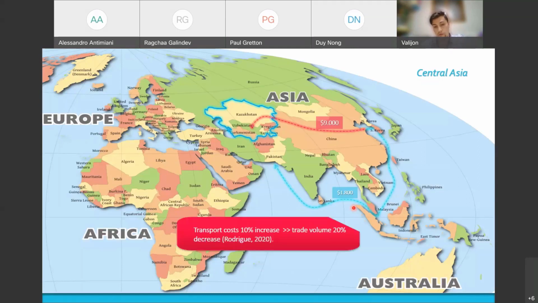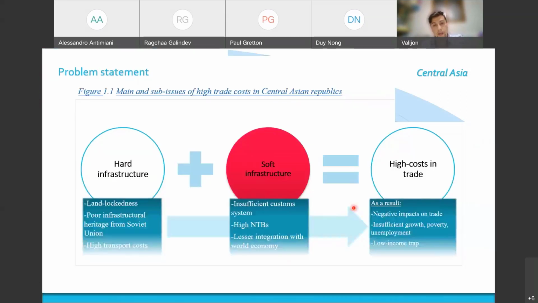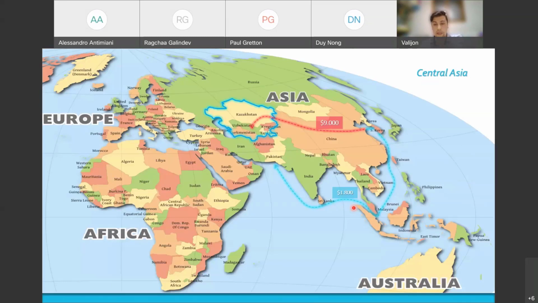And then according to Rodrigue 2020, if transport costs increase by 10%, then we can expect the trade volume to decrease by 20%, which is bad. And another one is that the soft infrastructure is not very good in Central Asia. And you can see the same example again.